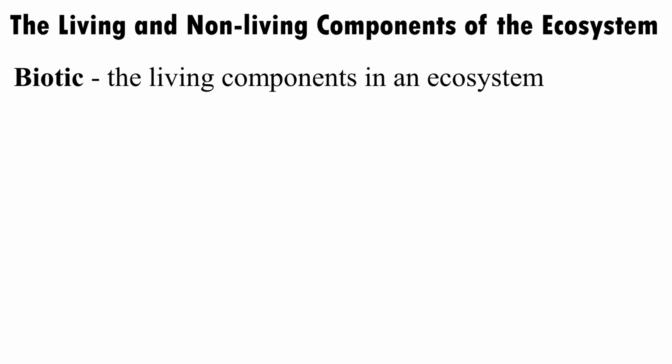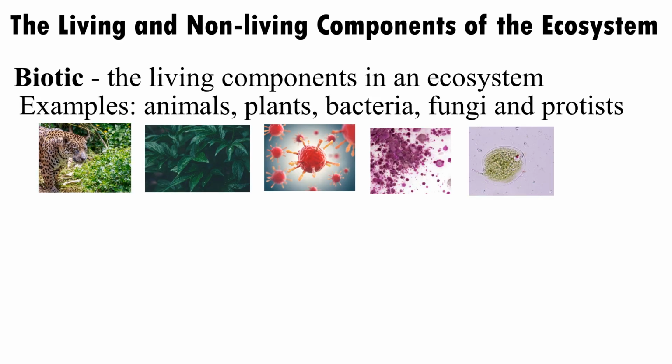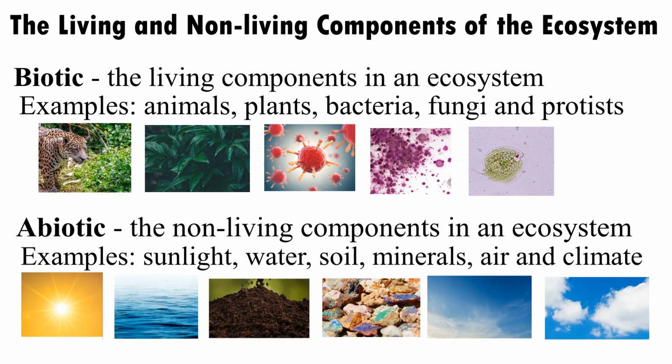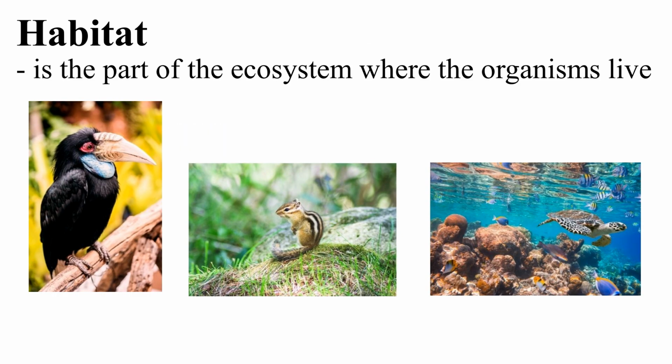The living and non-living components of the ecosystem. Biotic, the living components in an ecosystem. Examples: animals, plants, bacteria, fungi, and protists. Abiotic, the non-living components in an ecosystem, such as sunlight, water, soil, minerals, air, and climate. Habitat, it is the part of the ecosystem where the organisms live.